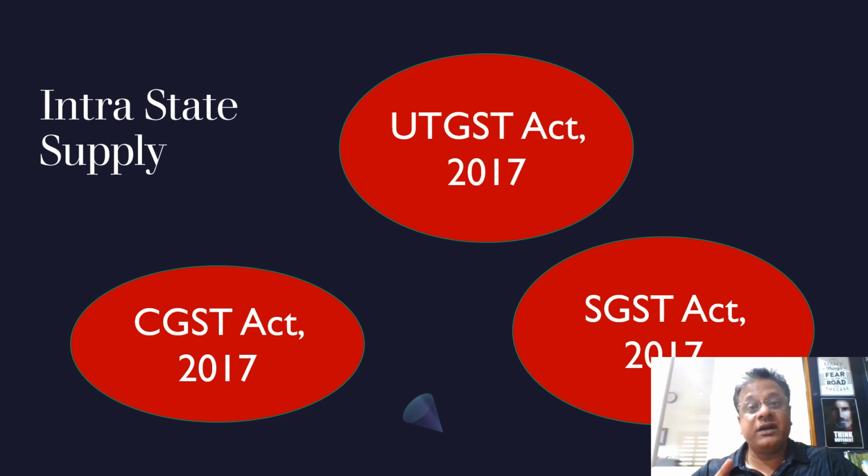And for union territories having a legislative assembly, the SGST Act again is applied for all those union territories where there is a legislative assembly. So for intrastate supply we have dual tax. One is CGST; if it is a union territory, UTGST; if it is a state, SGST will be applicable. This is with regards to intrastate supply within the state.